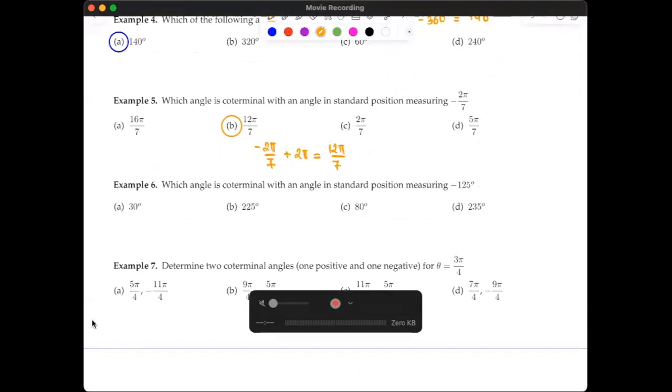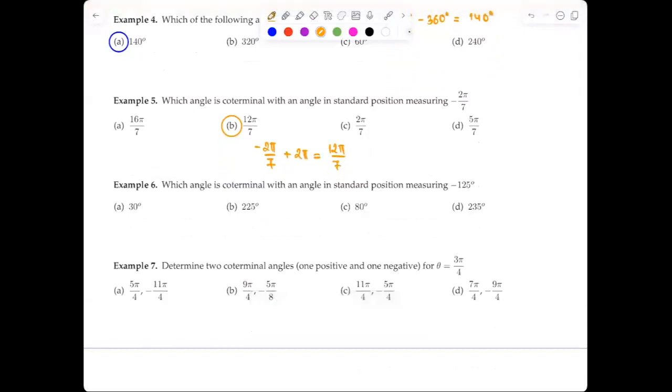What about number 6? Yes, A. Sorry. So you add 360 degrees and you should have 235 degrees.